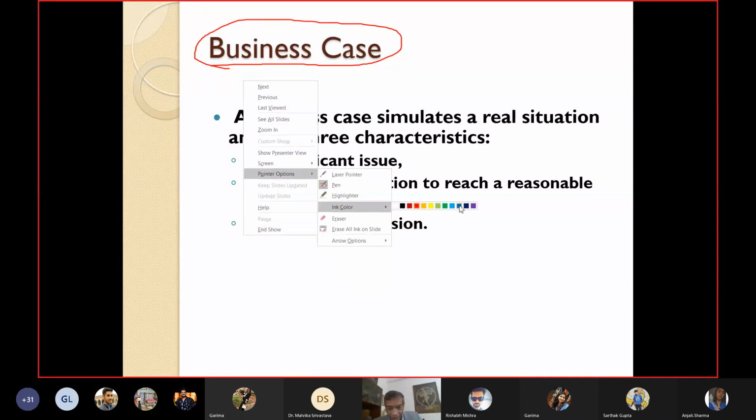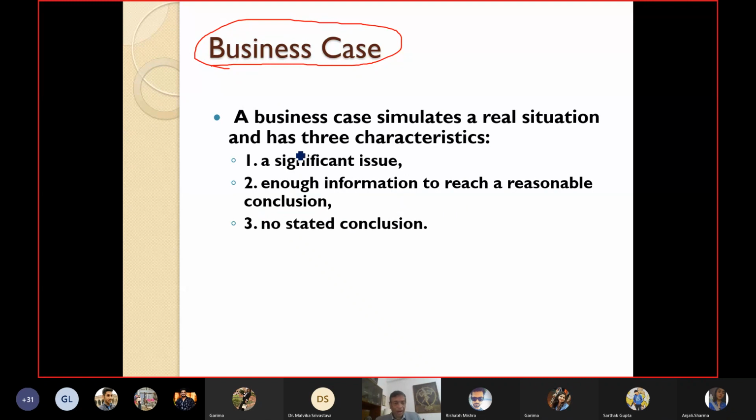I'll change my ink again to give you more clarity. A business case simulates a real situation and has 3 characteristics. Here you go. One is it's a significant issue worth talking about. There's enough information on the basis of which you can reach a reasonable conclusion.